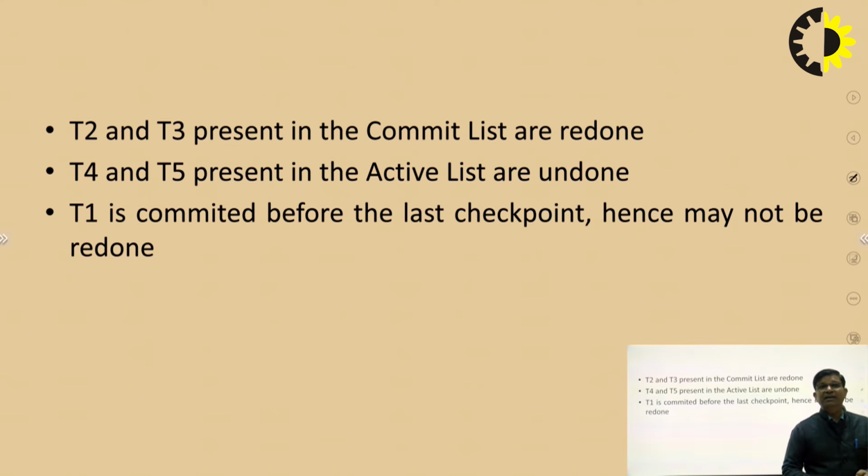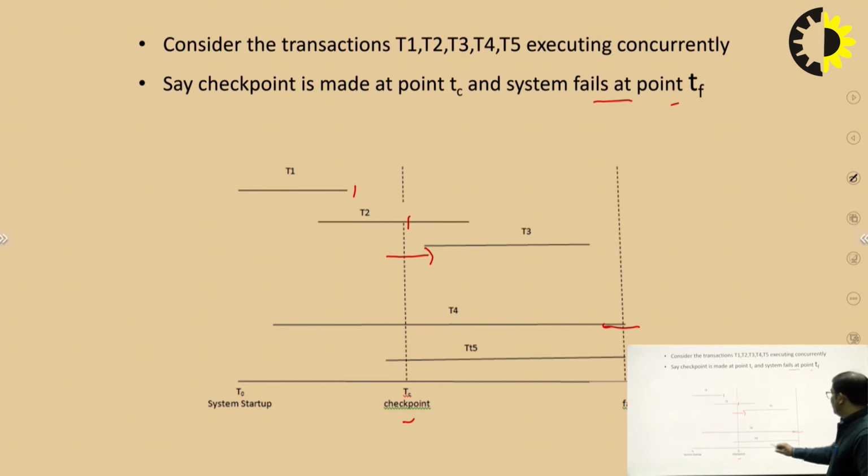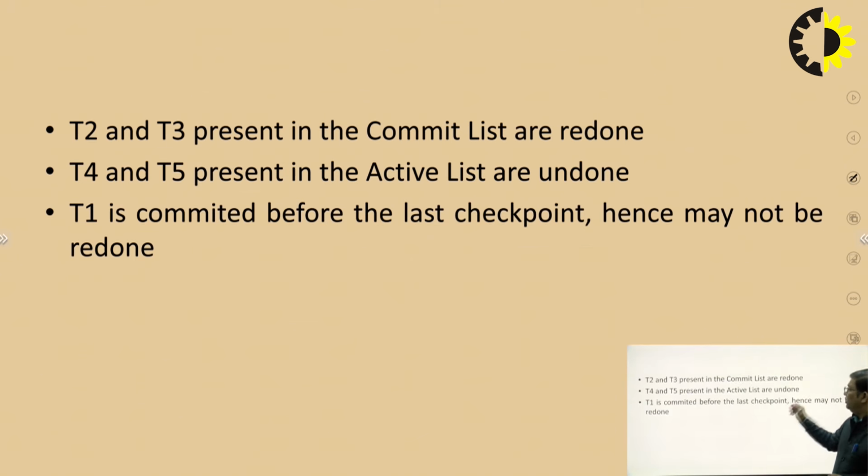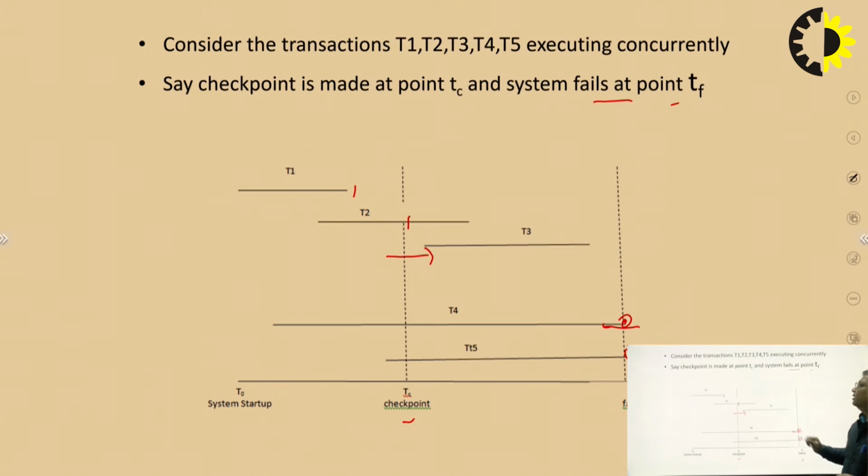T4 and T5, present in the active list, are to be undone, because at this point we have the transaction failure and we do not understand whether the committed operation has been applied or not. So these two transactions should be undone. And T1 committed before the last checkpoint, hence it need not be redone. It may be committed, so it should not be redone again. This is the beauty of the checkpoint. The checkpoint applied at this point, so T2 should be redone, but T1 not.